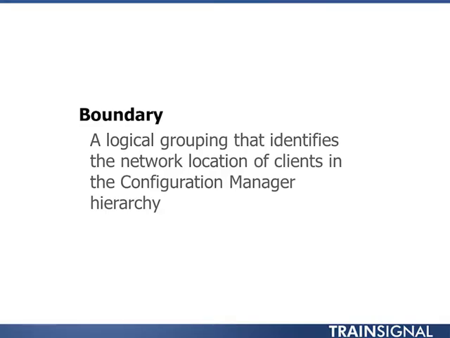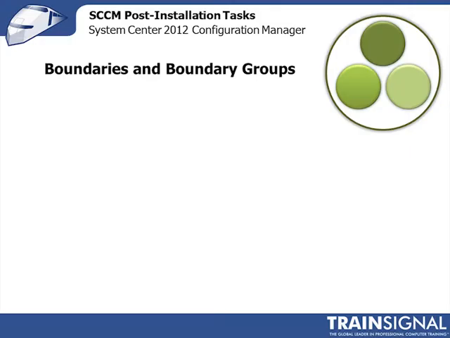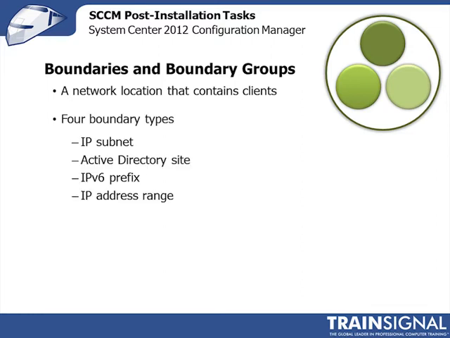Now on to boundaries, which is a logical grouping that identifies a network location of clients in the Configuration Manager hierarchy. In Configuration Manager 2012, we're talking about boundaries and boundary groups. Each one of these is really a network location that contains clients. Boundaries are all about clients. There are 4 primary boundary types that you can use in Configuration Manager 2012.